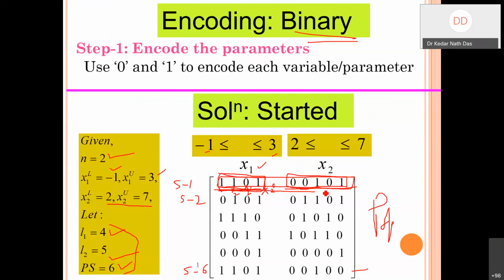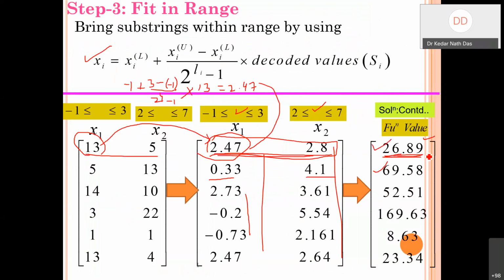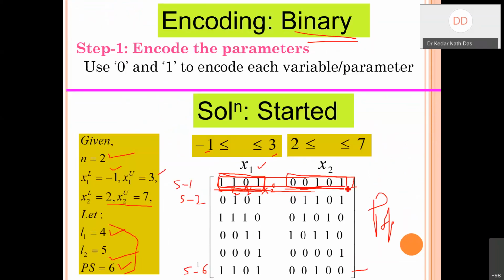So once I am selecting this function value 26.89, that means I am taking the function value corresponding to this pair. So the corresponding string automatically will be copied. We are not going to convert. The corresponding string is this one. You can look at here. This one is your corresponding string, which needs to be copied directly.